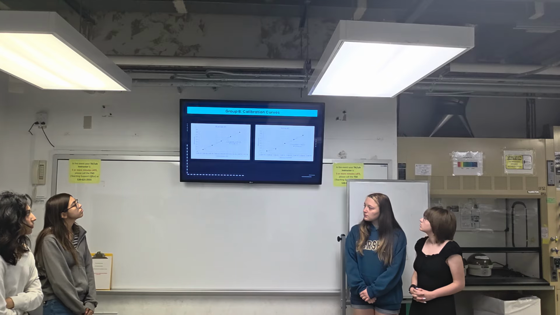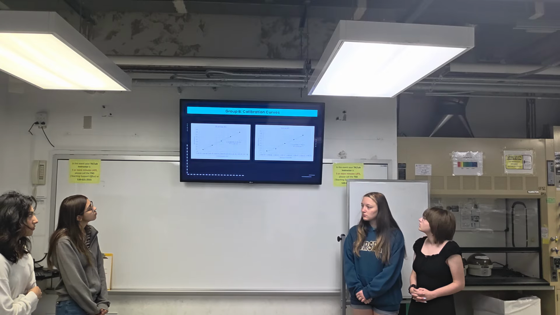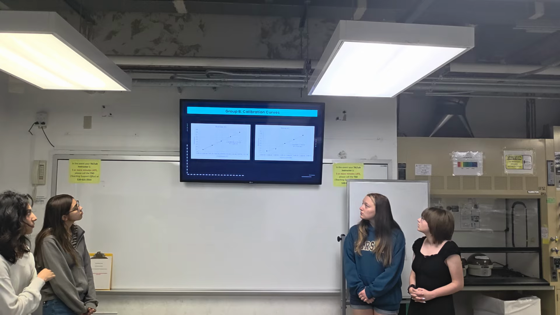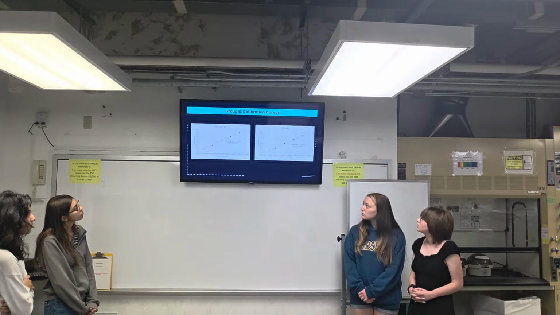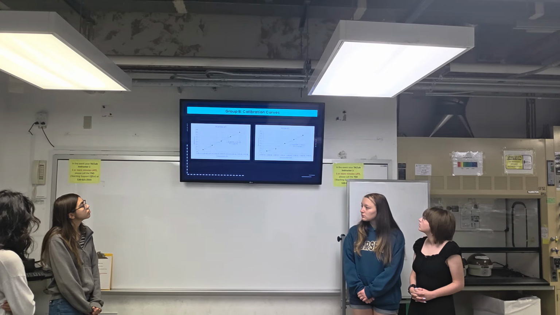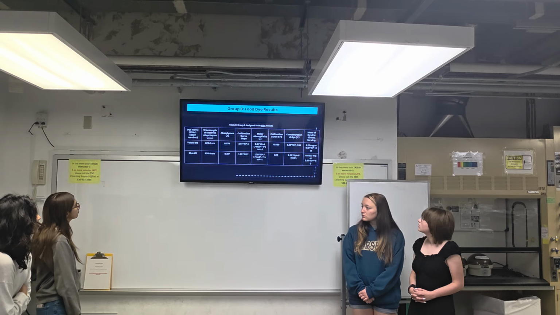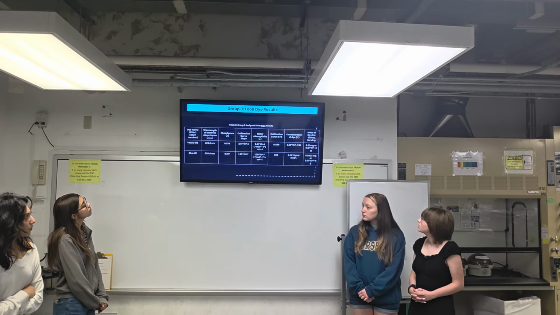These are our calibration curves for yellow number 5. The dots were also a bit off. For blue dye number 1, it was a lot more linear, and we got exactly 1 for our R squared. Yeah, these are our results.